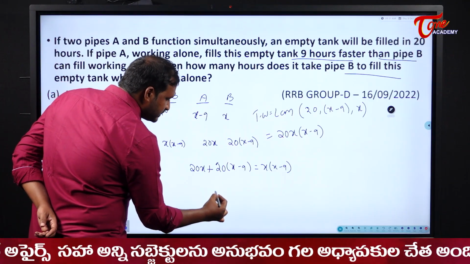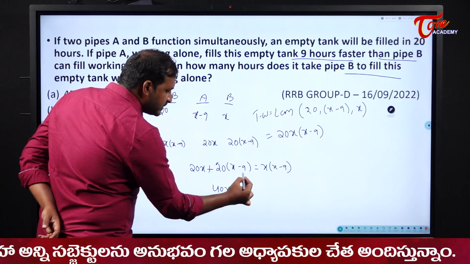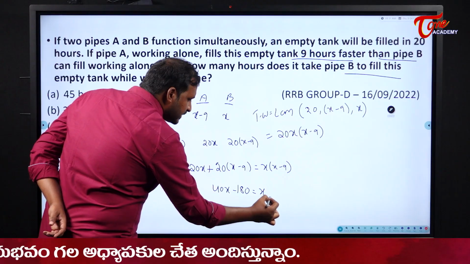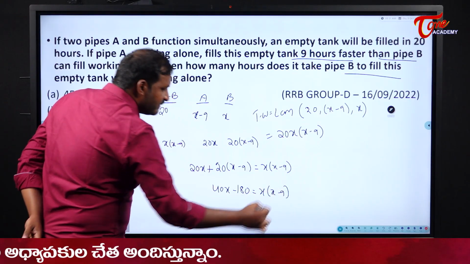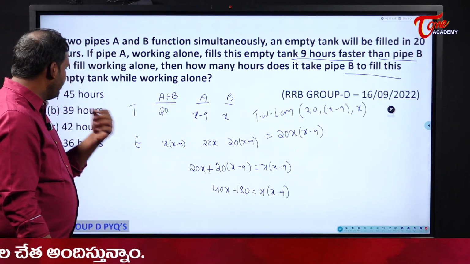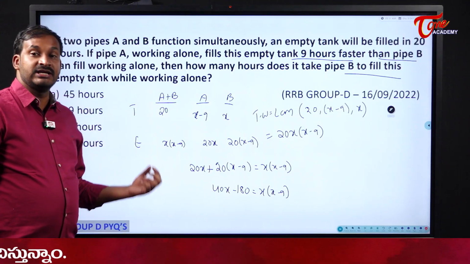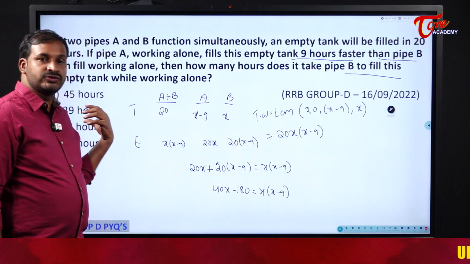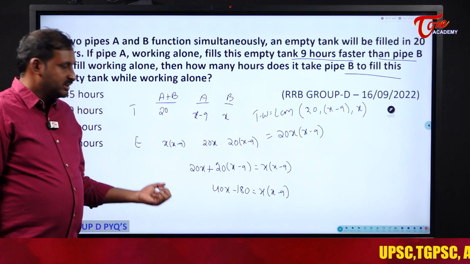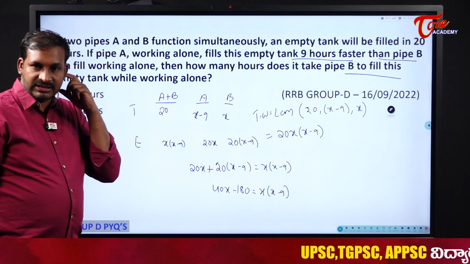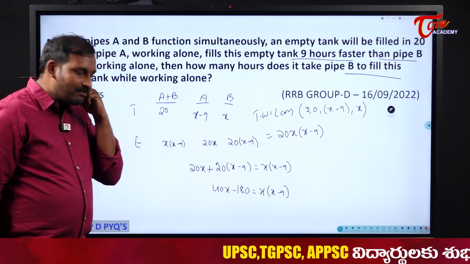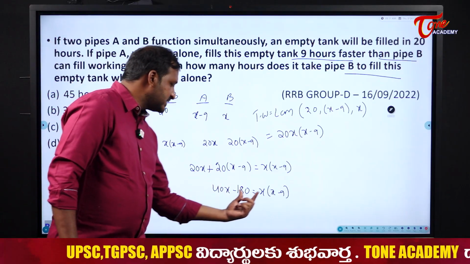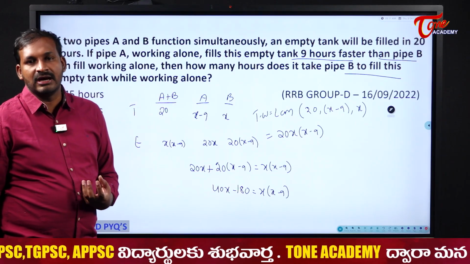20x plus 20x, so 40x, minus 20 into 9, 180, that is equal to x into x minus 9. Now please observe here, students, what my suggestion is: if you want to solve the quadratic expression, it will waste a lot of time. If it is possible, please try to substitute the options. Substitute the options here and try to check the answer. It is up to you, but my suggestion is substitute the options and check whichever value satisfies LHS equal to RHS, that will be our answer.